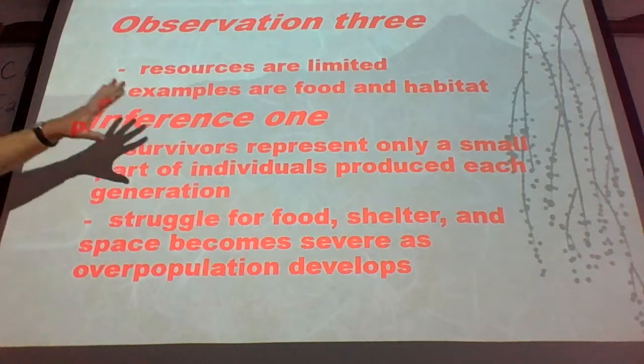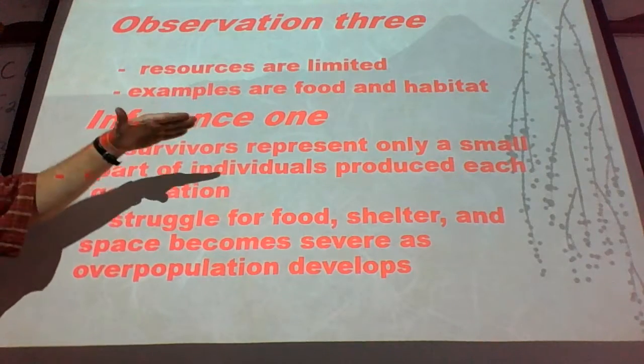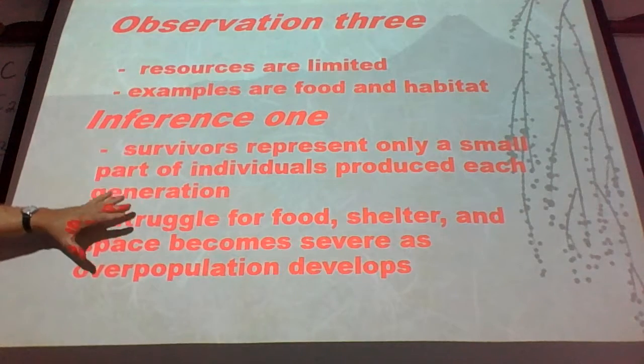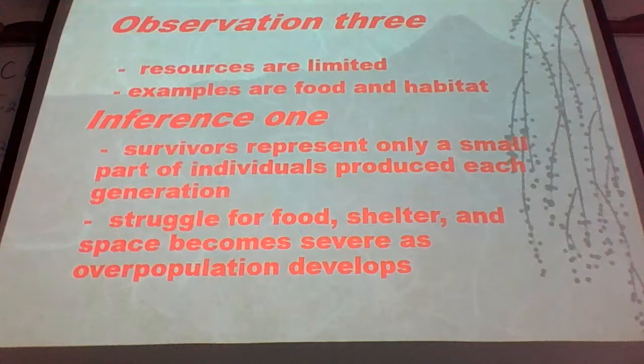So when these survivors are present, that's just a small number that actually made it to survive, to reproduce, okay? So you're going to have that struggle for food and shelter. There's only so much to go around, okay? So when animals become smaller, there's more of this available, and then there's more of this available, should nature select those animals to become more successful.